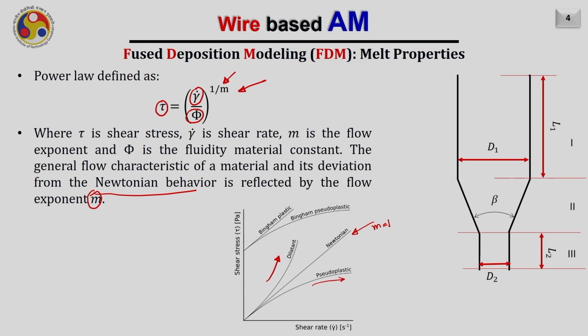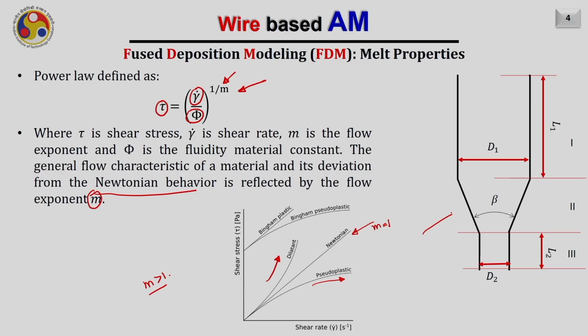If it is a pseudoplastic material, of course, the value of m will be greater than 1, and that is the case for the melts usually used in the FDM process. Now, let us try to find out the pressure drop which will occur when the molten plastic material flows through this liquefier.